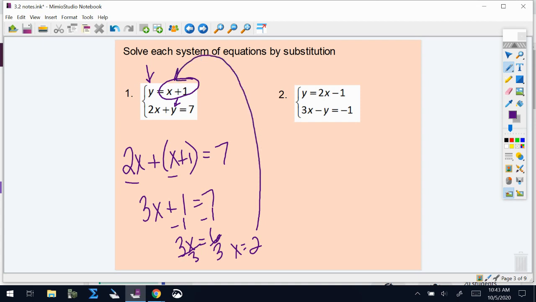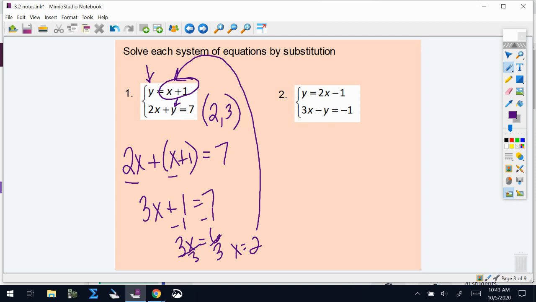The other reason I like circling is so I can remember where my eyes are supposed to go when I finish this. So if I put 2 back into there, 2 plus 1 is 3. So my answer is the point 2 comma 3. Visually, it would be the point where these two lines intersect. Algebraically, it would be the one set of values that if I put in 2 for x and 3 for y, it would make both equations true.